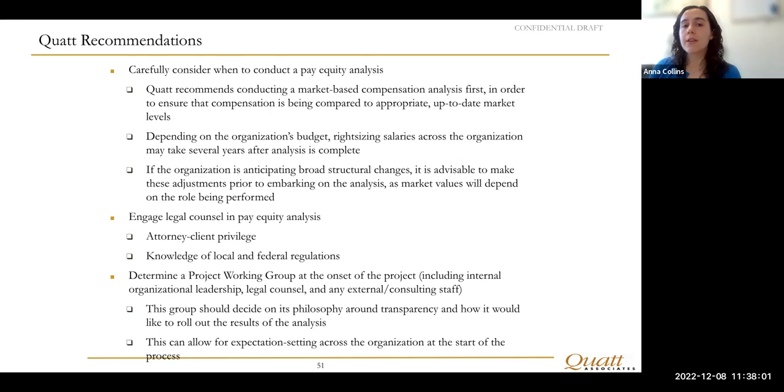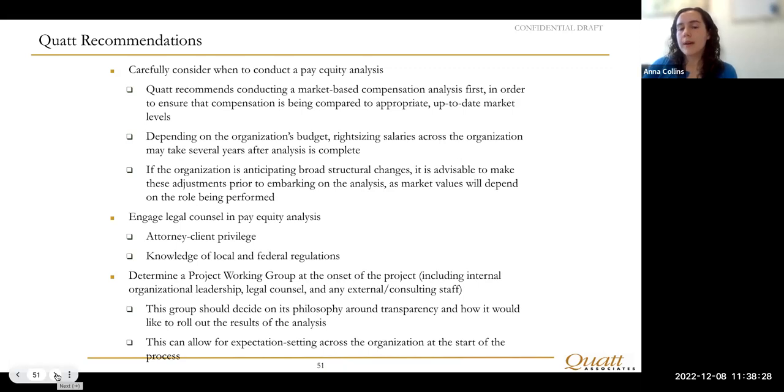So you want to make sure that you have time to complete both parts of that process. Additionally, depending on your organization's budget, it's important to note that sometimes right-sizing salaries across the organization takes a while. It can take more than 1 year to make sure everybody is up to speed. So it needs to be done at a time when the organization has the budget for that. And if the organization is really restructuring at a time, since we base our analysis on job descriptions and what people are doing, it won't be relevant by the end of the study if everyone's job has changed. So timing can be important.